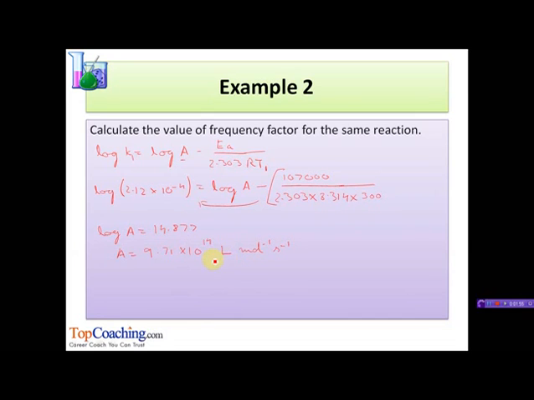Now, if you remember, we discussed that the unit of A is same as that of K. This is a second order reaction, and the unit of rate constant for second order reaction is liter per mole per second. So the unit of A will also be liter per mole per second.